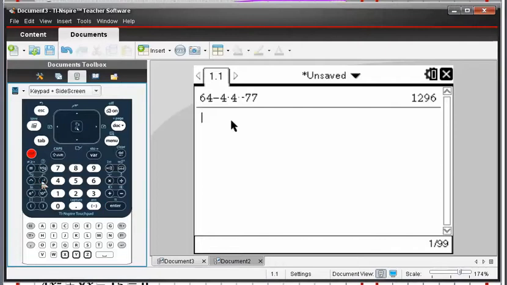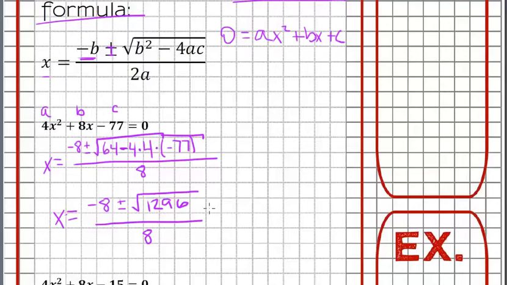Let's find out what the square root of 1296 is. You hit control square root to get the square root of 1296. I hit enter. Oh, it's 36. That's not too bad. So really what I have here is x equals negative 8 plus or minus 36 all over 8. So let's split it up now. I'm going to do negative 8 plus 36 all over 8, or negative 8 minus 36 all over 8.